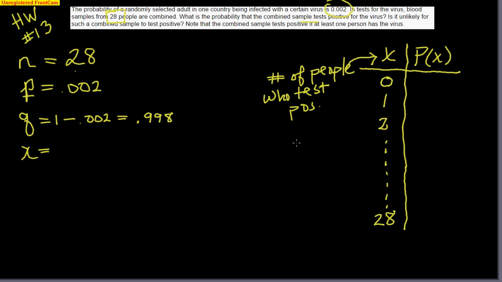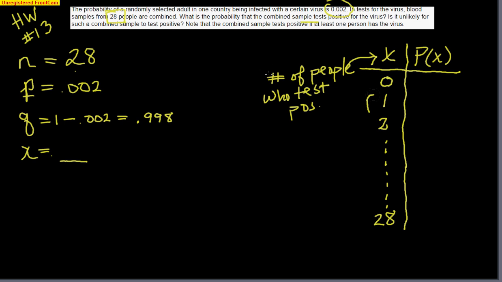We have to now go back over and decide, what do we want to figure out the probability of? What is x? Well, the question is, what is the probability that the combined sample would be positive? So in other words, what is the probability of a positive test result? Well, in this case, all it takes is one person to test positive to make the whole sample positive.